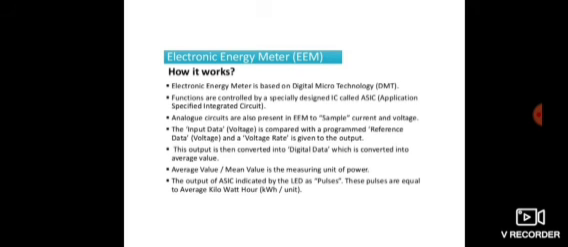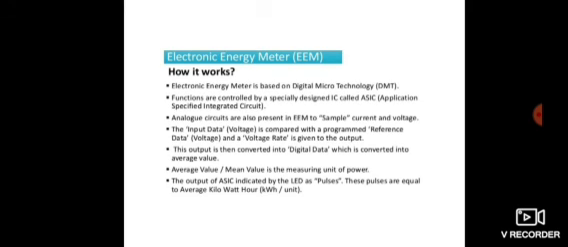This is the electronic energy meter, which is used nowadays. How does it work? The electronic energy meter is based on digital microtechnology. Its functions are controlled by a specifically designed IC called an ASIC, that is, application specific integrated circuit. Analog circuits are also present in the meter to sample current and voltage. The input data voltage is compared with a programmed reference data voltage, and the voltage rate is given to the output. The output is then converted into digital data, which is converted into an average value.